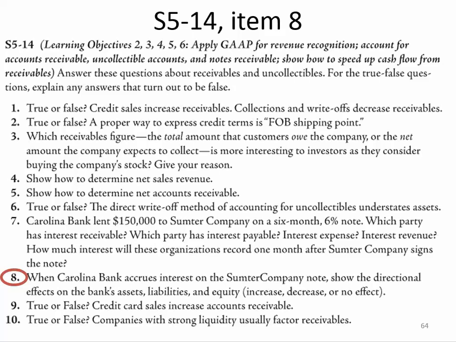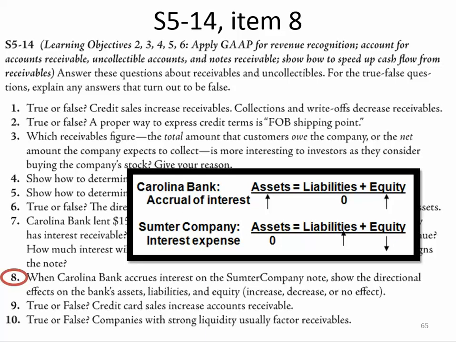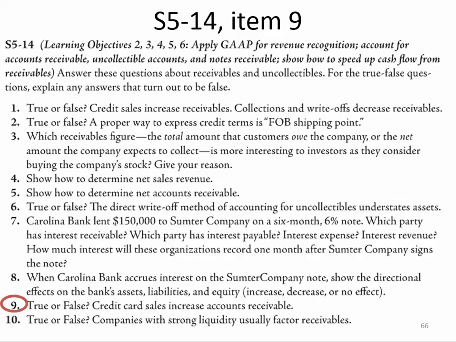Number 8, when Carolina Bank accrues interest on the Sumter Company note, show the directional effects on the bank's assets, liabilities, and equity. Increase, decrease, or no effect. What we're going to see here, Carolina Bank, accrual of interest, assets will go up and equity will go up because they have an interest receivable, which is an asset, and they have interest revenue, which is equity. Both those would increase. For Sumter Company, who's borrowing the money, when they accrue interest, they will accrue interest payable, which is a liability going up, and they will accrue interest expense, which reduces equity. So that's what's going on in number 8.